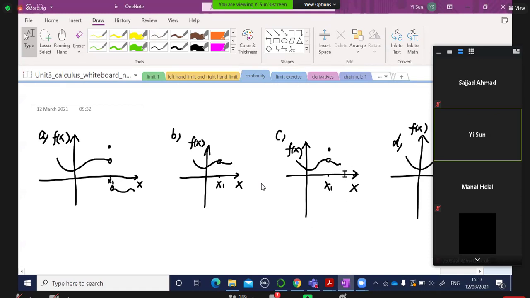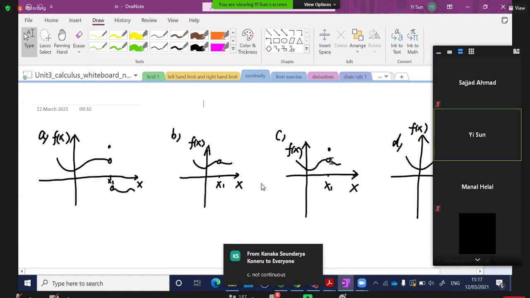What about this one? In diagram C, the two-sided limit again exists, right? When x moves to x1 from left and from right, the limit is there. And the function is defined. That is, this solid point here is defined. However, this value doesn't equal the limit, the two-sided limit. So that's why the function is not continuous.